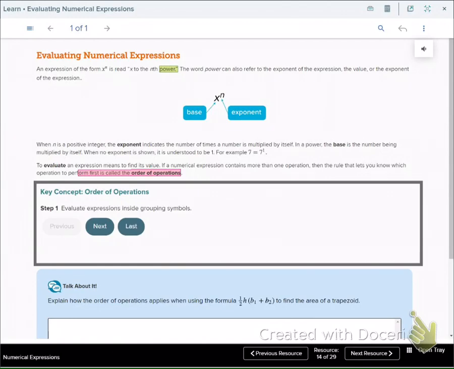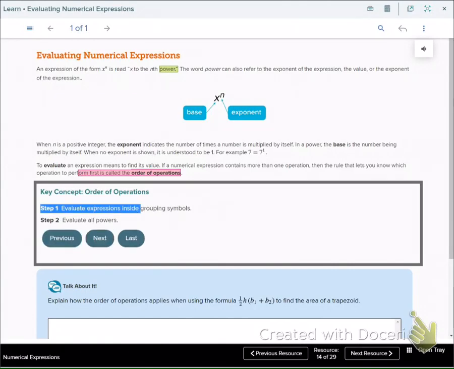So to evaluate an expression means to find its value. If a numerical expression contains more than one operation, then the rule lets you know which operation to perform first by doing order of operations. So first we evaluate expressions inside of grouping symbols. You guys have probably heard PEMDAS, or please excuse my dear Aunt Sally, or I can't think of all the other ones that I've heard throughout my teaching career, but it's order of operations. We do the parentheses or the grouping symbols first.